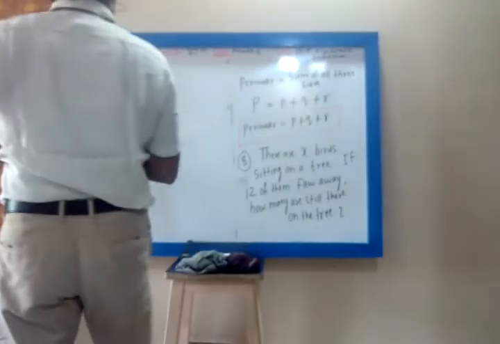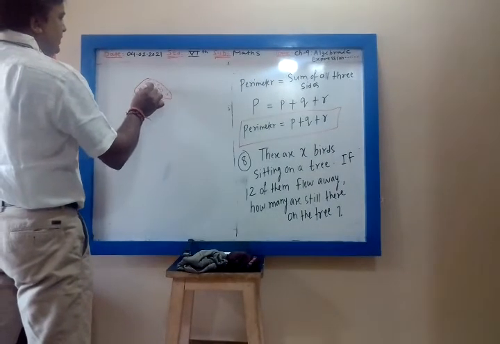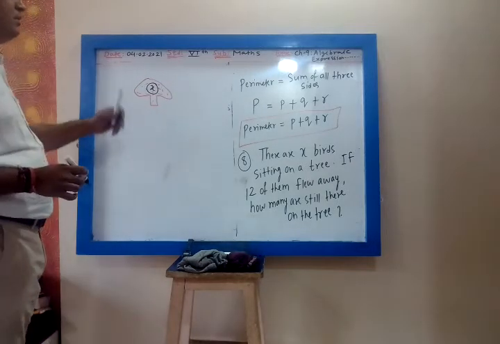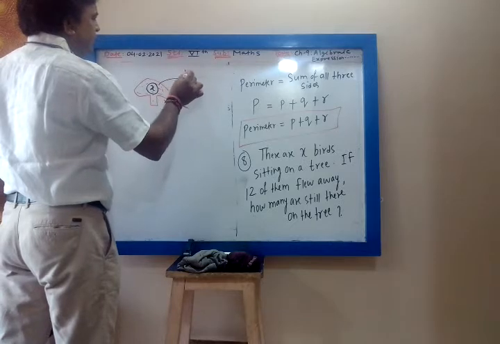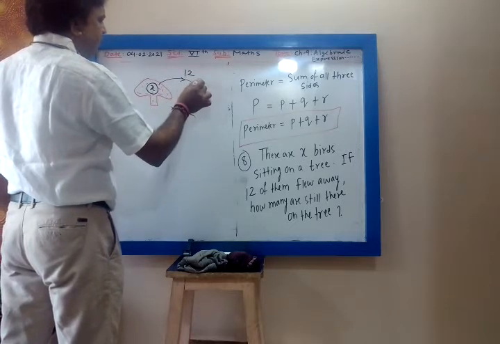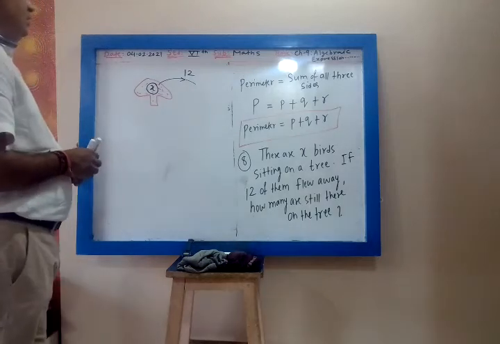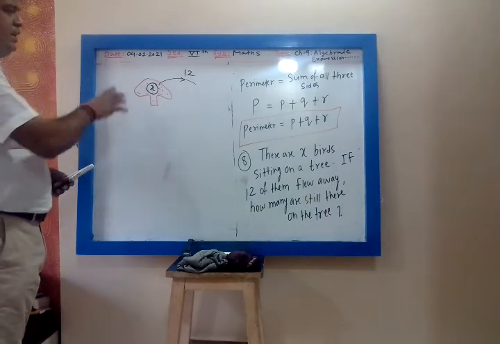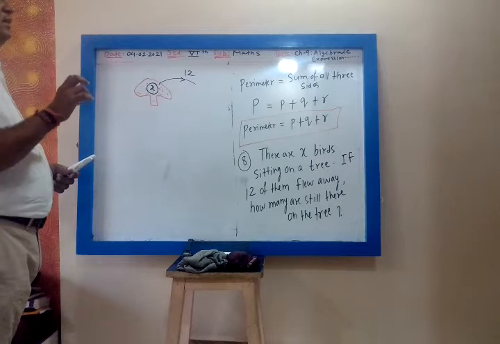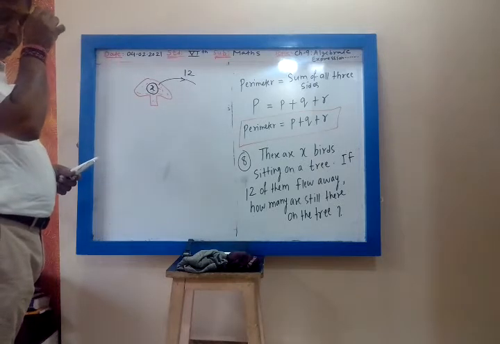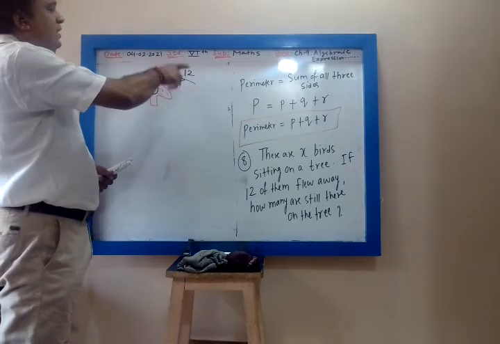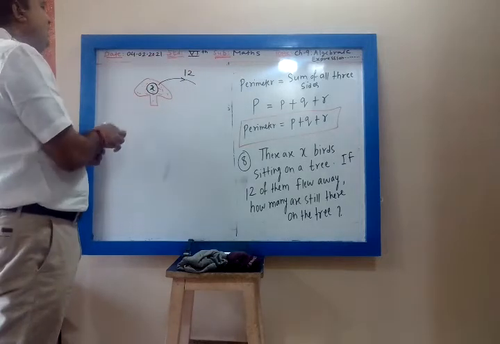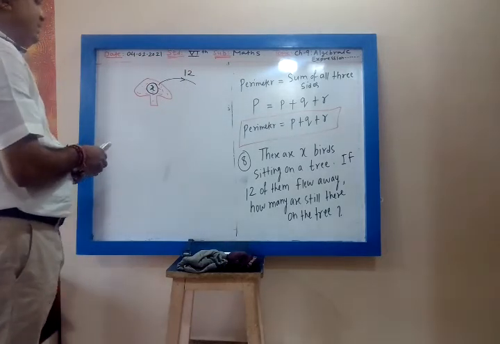Total there are X birds sitting on the tree. Then out of X birds, 12 of them flew away. On a tree, X number of birds are sitting. Out of X number of birds, 12 flew away. So how many remaining are sitting on the tree? That we have to find.